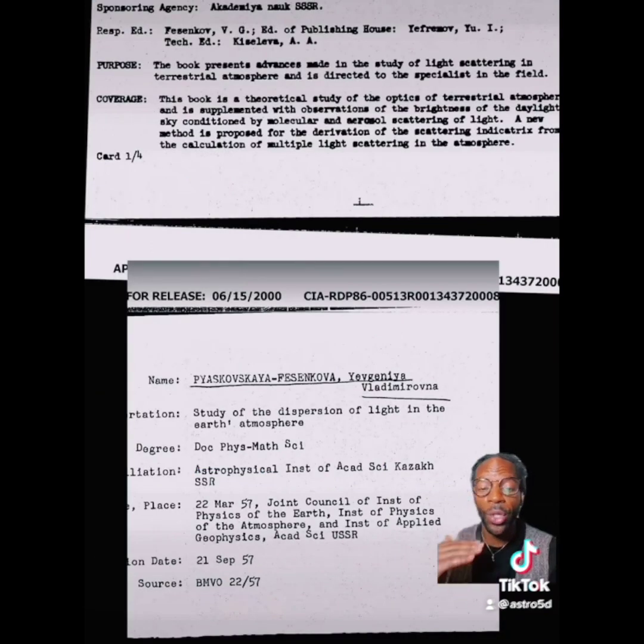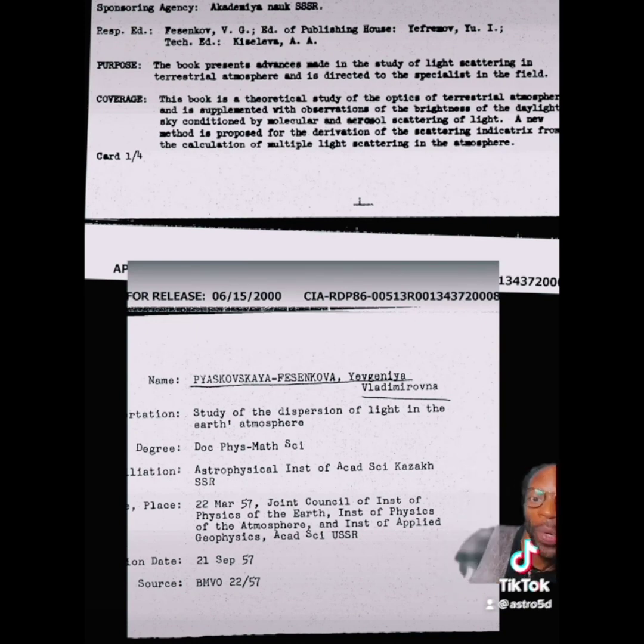And I just wanted to show you the level of academia involved here. You can see the Astrophysical Institute of Academia, Science, and I believe that's Kazakhstan. So again, these tests and experiments were done at the highest levels. The Joint Council of Institution of Physics of the East, Institution of Physics of the Atmosphere, and Institution of Applied Geophysics.